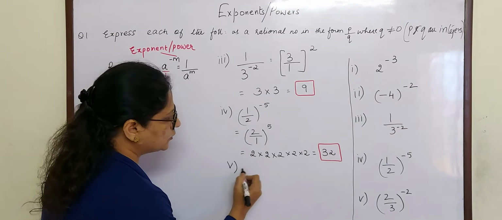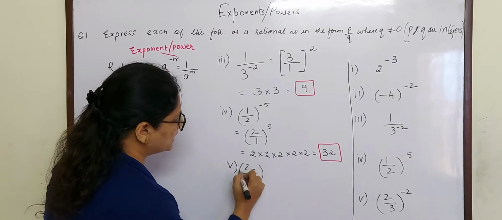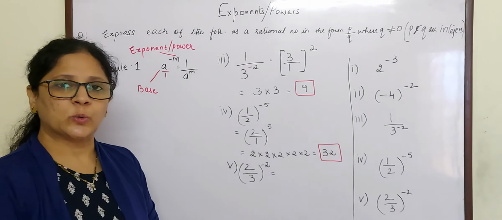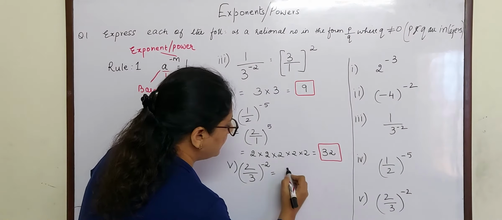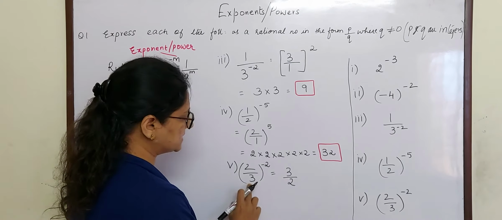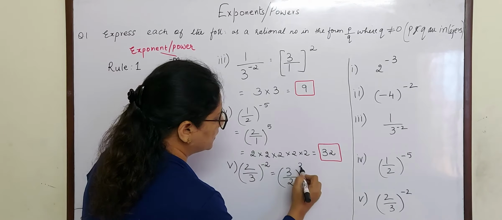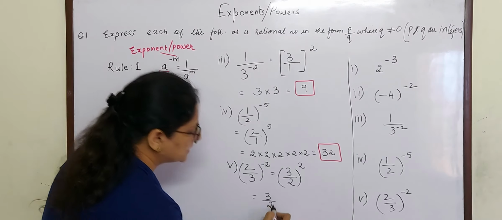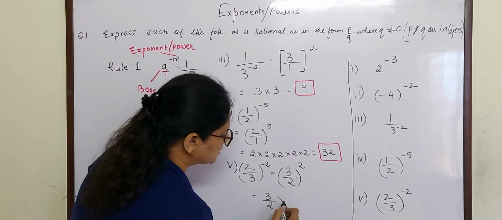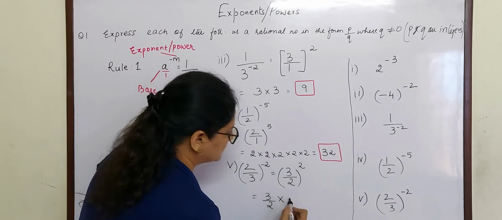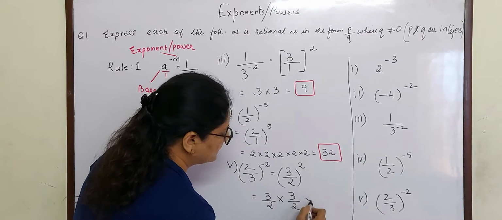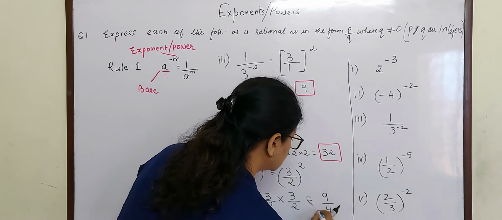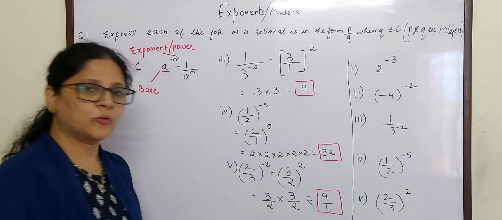Last sum, 2 by 3 the whole raised to minus 2. Now you tell me children, how will you convert this into positive? Right, 3 by 2, reciprocal of the base, raised to 2. So it is 3 by 2 the whole square, means what? 3 by 2 is the fraction, which is the base, has to be multiplied how many times? 2 times. 3 by 2 into 3 by 2, which is equal to 9 by 4, and that is your answer. Hope you understood children.